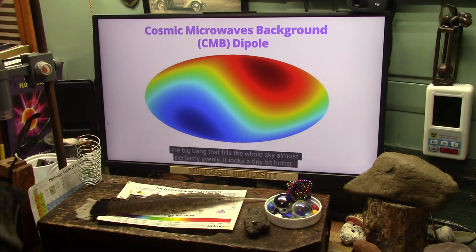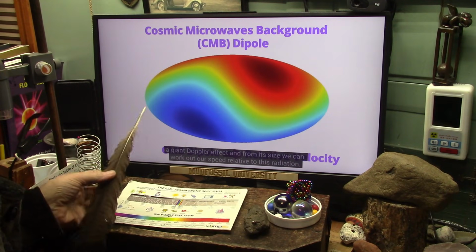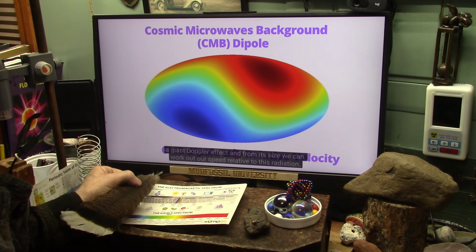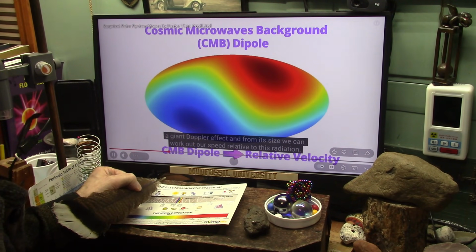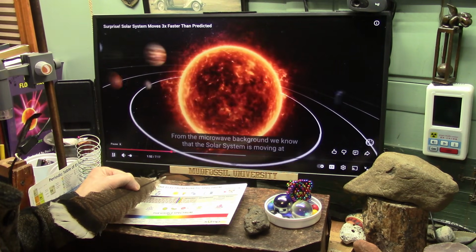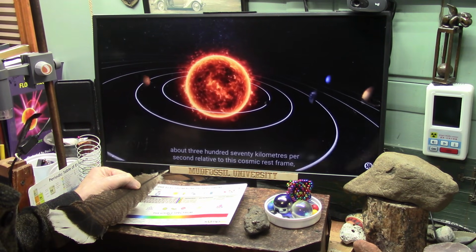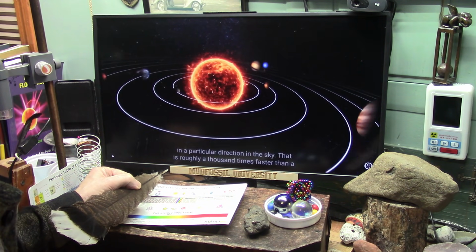Fills the whole sky almost perfectly evenly. It looks a tiny bit hotter in one direction and cooler in the opposite direction. That hot-cold pattern is basically a giant Doppler effect, and from its size we can work out our speed relative to this radiation. From the microwave background, we know that the solar system is moving at about 370 kilometers per second relative to this cosmic rest frame.